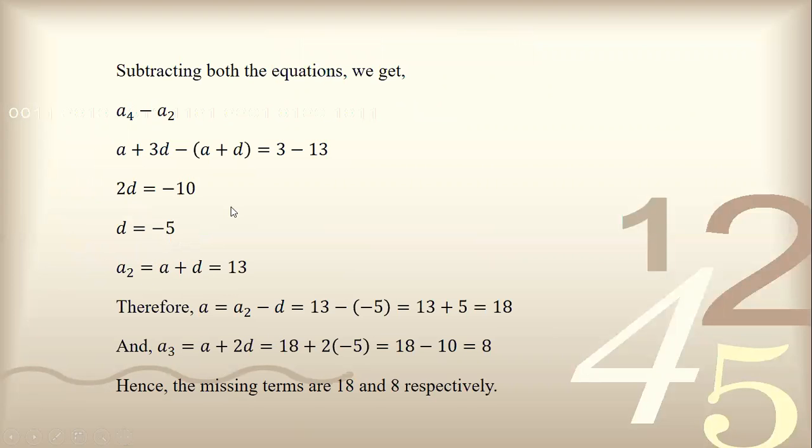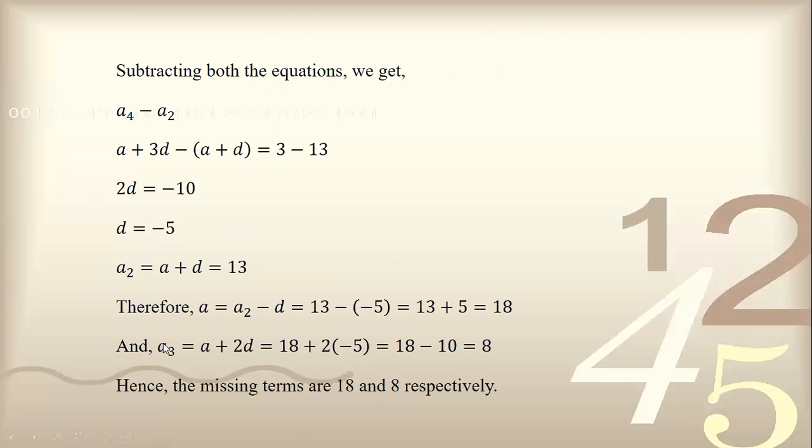Now subtracting both the equations, A4 minus A2, we get A plus 3D minus A plus D, which is 3 minus 13. So A minus A will get cancelled. 3D minus D will be 2D, which is equal to minus 10. So D is minus 5. Substituting this in A2, we get A2 equal to A plus D, which is 13. Therefore, A is equal to A2 minus D, which is 13 minus minus 5. That is 13 plus 5, 18.